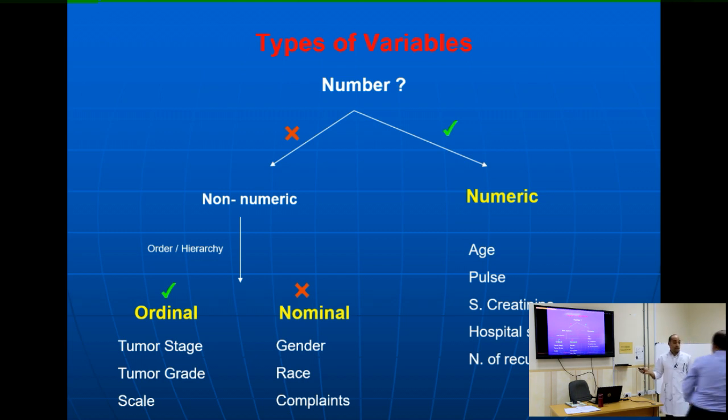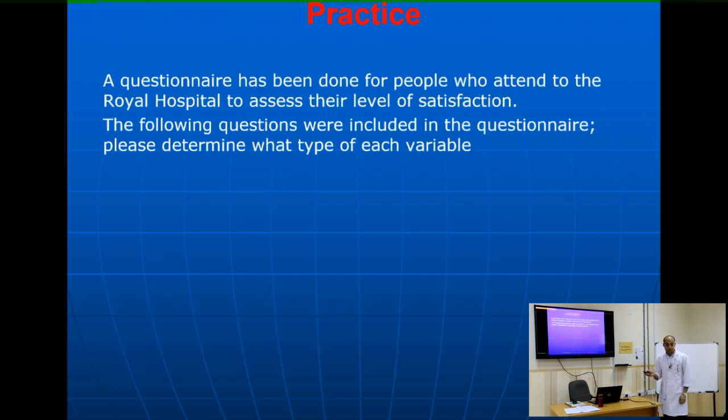Make sense? Exercise. Do you have the handouts? Can you open the handouts, please? Can anybody read? Yes, can you read? A questionnaire has been done for people who attend the Royal Hospital to assess their level of satisfaction. The following questions were included in the questionnaire. Please determine the type of each variable. Answer the first one.